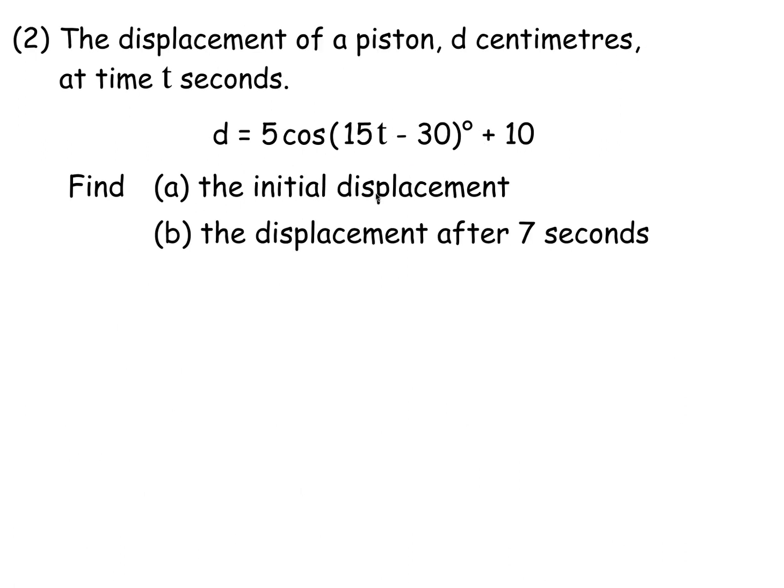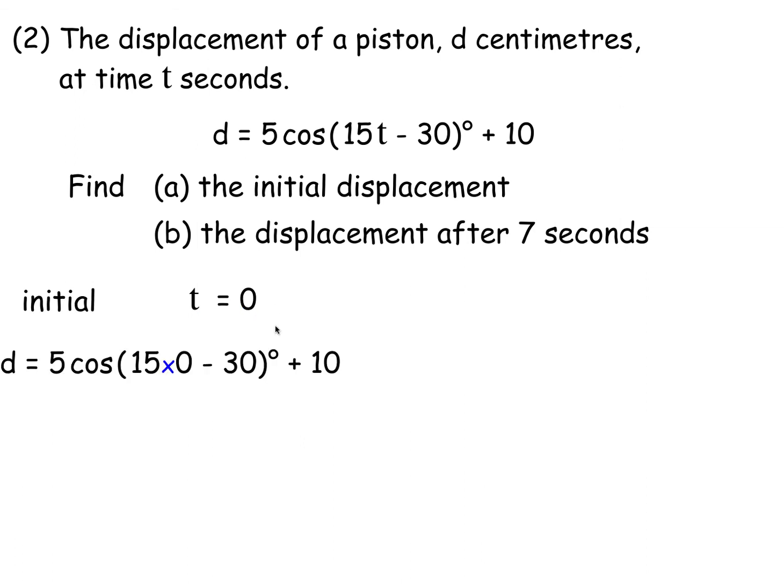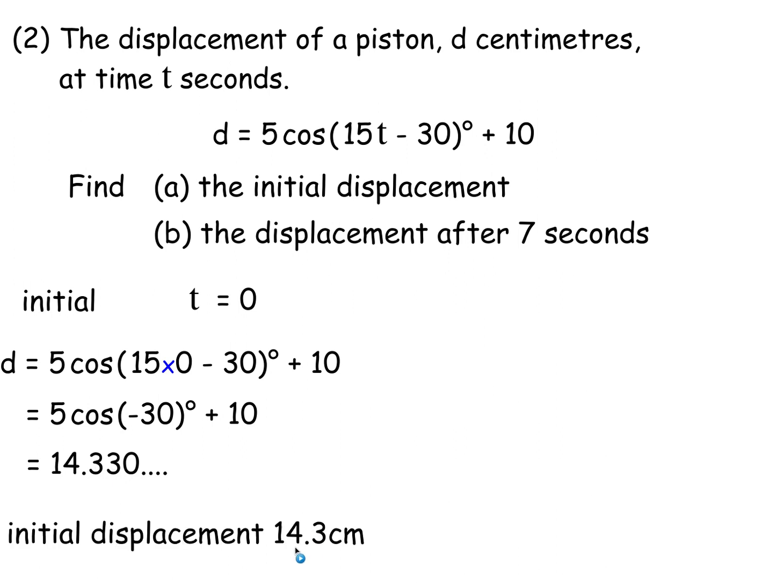So what's the initial displacement? That's when time is 0 at the start. What's the displacement after 7 seconds? It gets you to practice substituting into the formula. So you put t to be 0. It doesn't matter that it comes out negative 30. You plug it into the calculator and out comes the answer. So the displacement is 14.3 at the start.